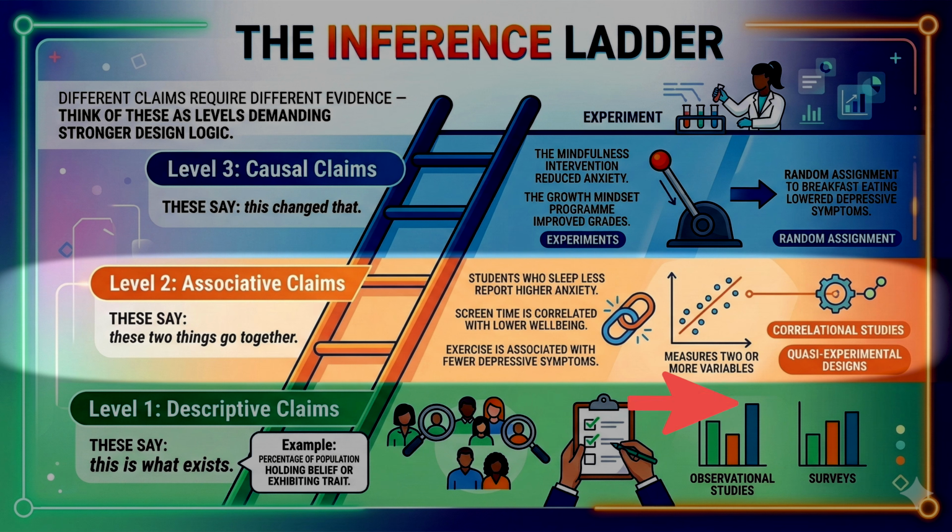One level down is the quasi-experiment. In a quasi-experiment, you have manipulation and a comparison group, but you do not have random assignment. Participants end up in groups through some non-random process.